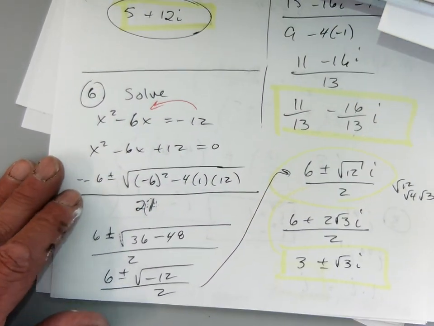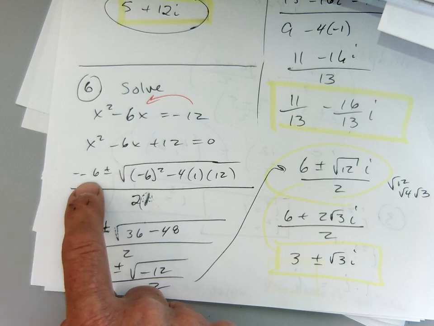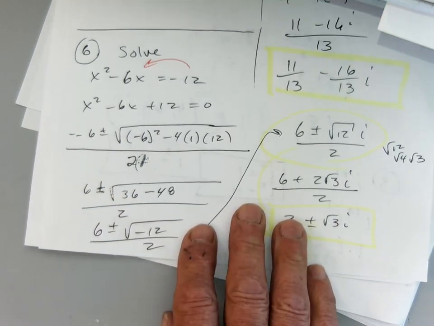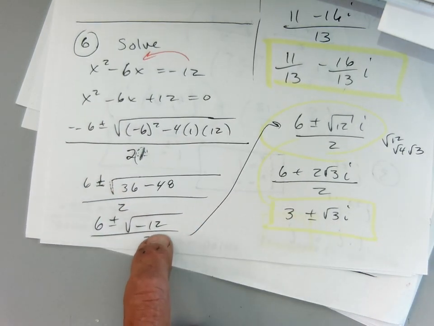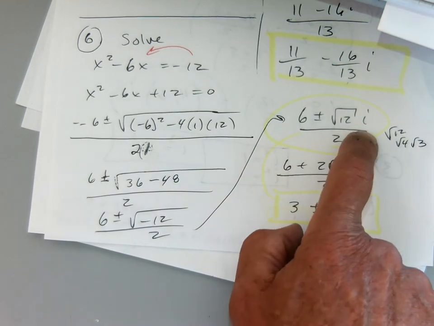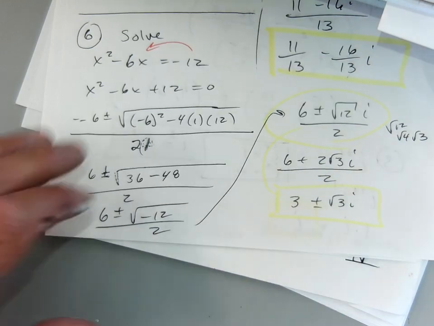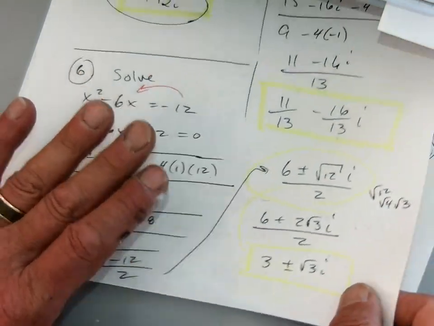Okay, to solve 6, I had to bring it over. It does not factor, so I use the quadratic formula. You can see my work for the quadratic formula. I got down to here. And I cannot have a negative under the root, so it's got to be an i answer. This answer is okay, but I reduced it, and this answer is better. All right, I know I'm going kind of fast, but you can always pause.